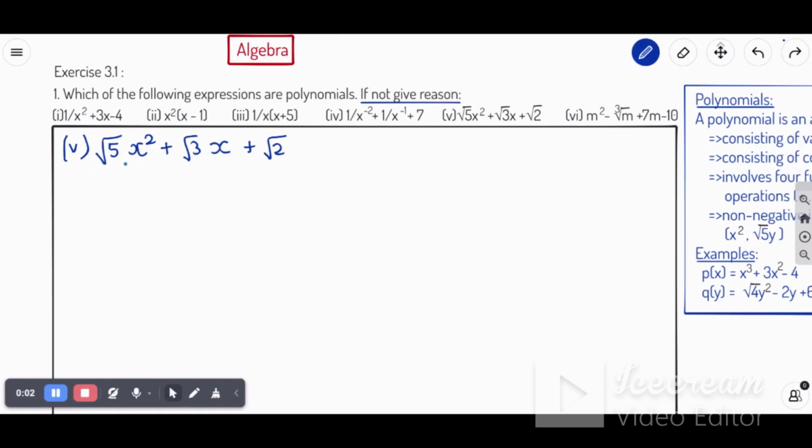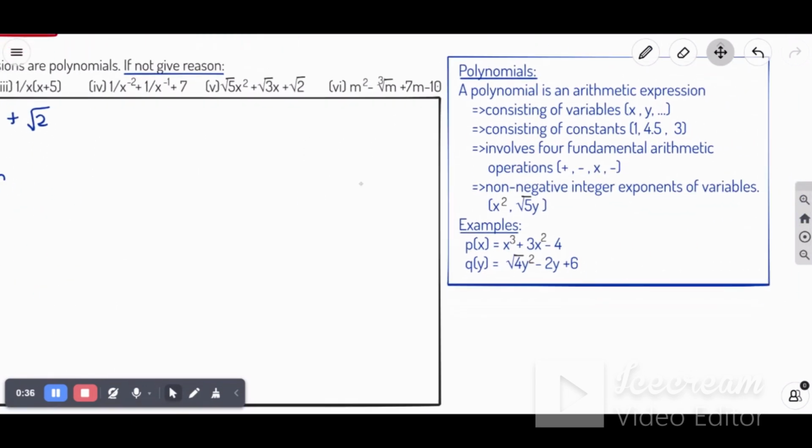So let us move on to the fifth question. Root 5 into x square plus root 3 into x square. This is not cube root, be very careful with your question. Plus root 2. So let us check the powers of our variables. It is x square, which is positive, that is good. And this also has x, which is power 1, and this is also good. So it has positive integral powers. Is this a polynomial? Yes, it is a polynomial. Since it has positive powers, you don't have to worry about it. So with this, we'll move on to the next question.